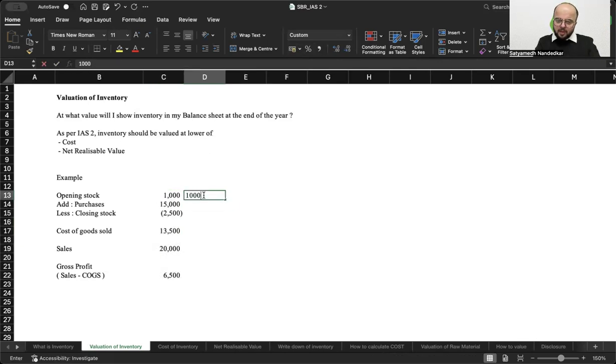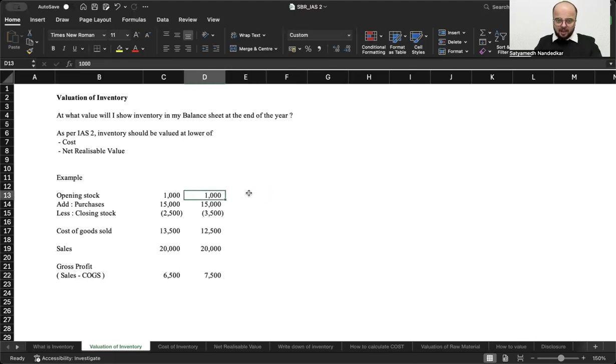Let my opening stock be 1,000. Let my purchases be again 15,000. But now my closing stock, I have changed the value. The closing stock is 3,500. What is my cost of goods sold? 12,500. My sales are 20,000. What is my gross profit? My gross profit is 7,500.